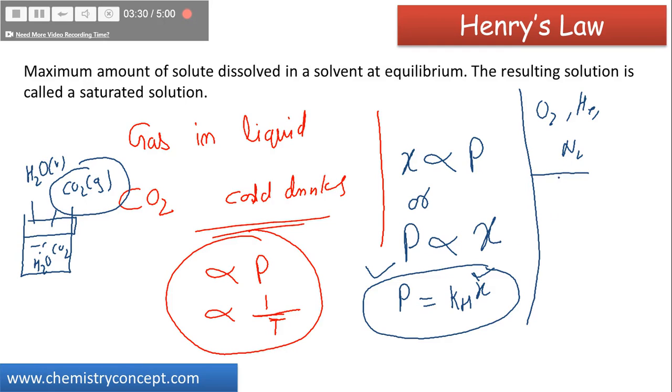Apart from this, there's already one example, that the cold drinks or the aerated drinks bottles are packed under high pressure and low temperature, because as per Henry's law, greater the pressure, more would be the solubility of the gas in the cold drink or the solution.